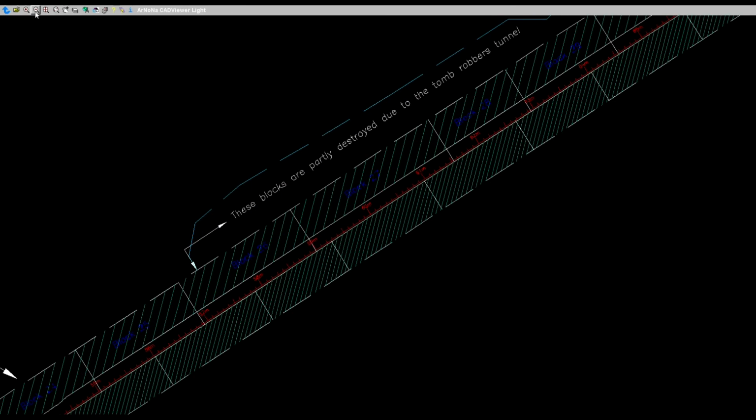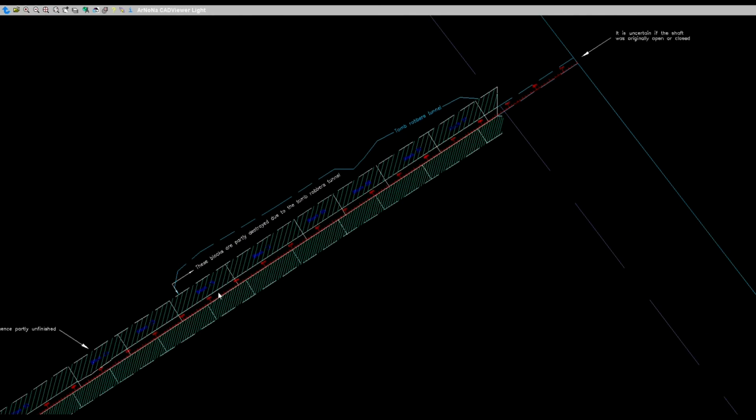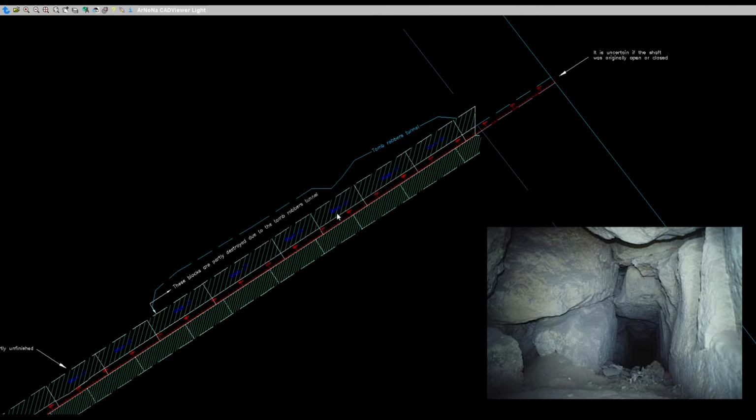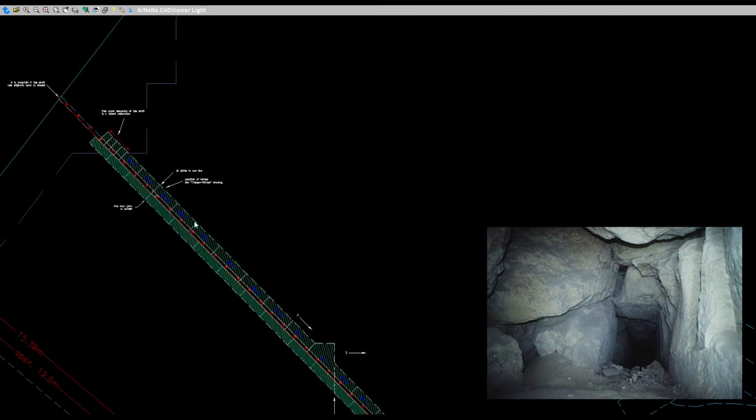And here is what they call, I forget what they call it. Here it's called the Tomb Robbers Tunnel, Man Killer Tunnel, or something like that. So here I was expecting that there would be some kind of a similar indication as on the southern shaft.